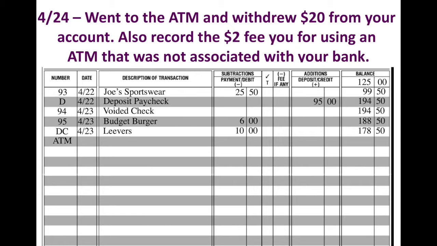write the number. We can write the shortcut for ATM. The date is the 24th. Description of transaction could be cash. Cash is decreasing our balance, so we have to put it in the minus column, $20. We're also going to put the fee in the fee column of $2.